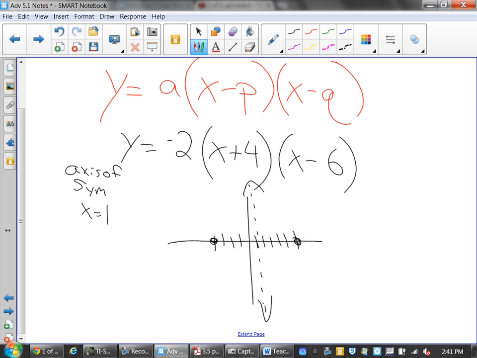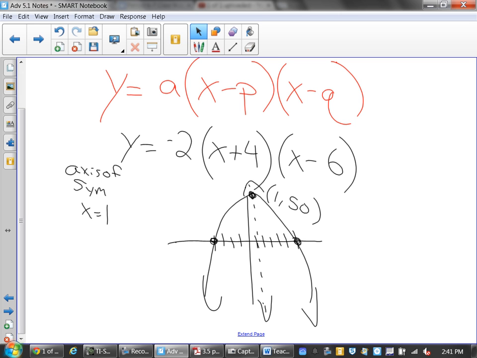So what's 1 plus 4? What's 1 minus 6? So what's 5 times negative 5? Negative 25. Times negative 2? 50. So my vertex is up here at 1 and 50. The axis of symmetry is the midpoint. Now, does this one open up or down? Down, because the a is negative. Do I already have my symmetric twins sitting there? Yes, the symmetric twins were the zeros.